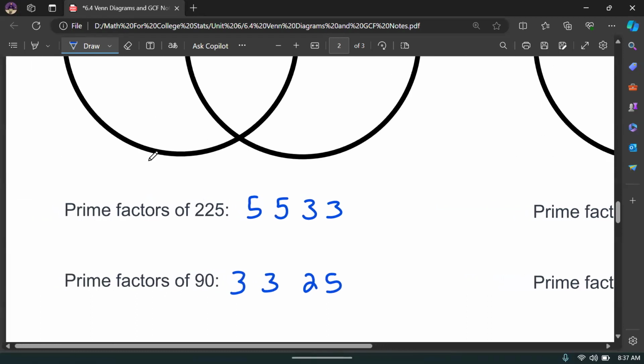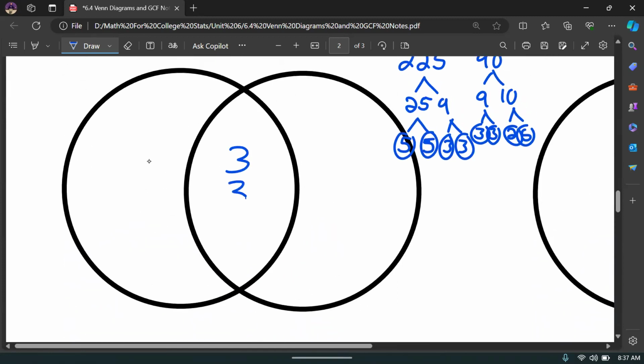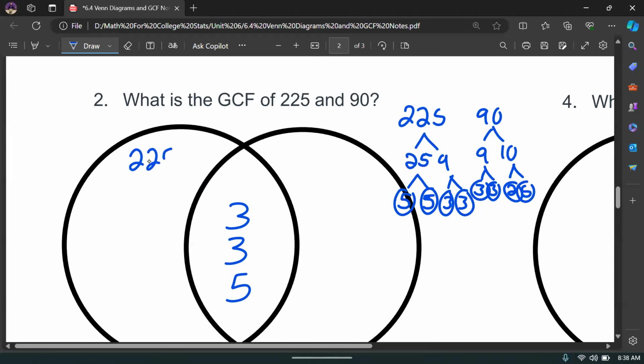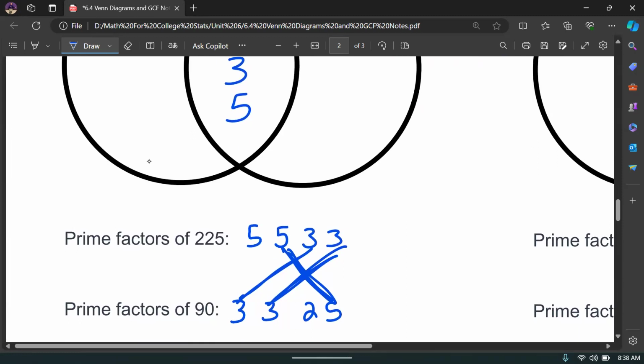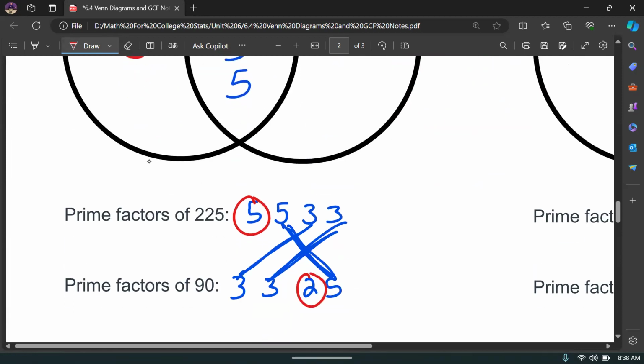I like to list them out because it helps me find pairs. So as you can see, I can see a pair of 3s, another pair of 3s, and a pair of 5s in common. So 3, 3, and 5 is what they have in common. So I'm going to put that all in the middle. Let's put 225 on this side and 90 on this side. So you're going to see that the extra ones, I have a 5 extra for the 225, and I have a 2 extra for the 90.